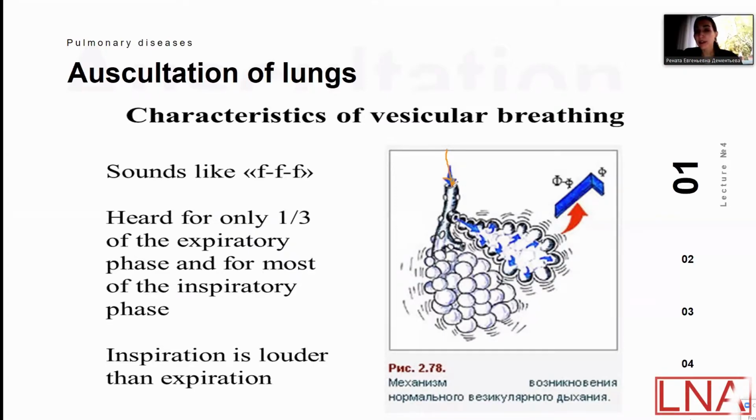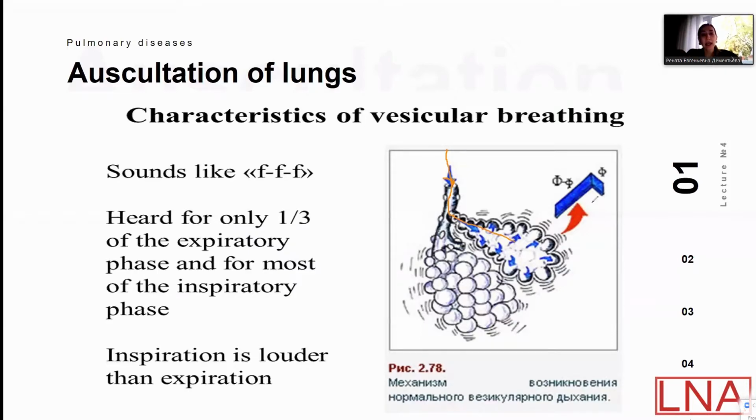Air enters the bronchus, then the distal parts of the bronchi, and enters the alveolus. Yes, and this volume of air expands the walls of the alveolus from each other, and in fact, the formation of vesicular breathing is the movement of the elastic wall of the alveolus during the phase of inspiration.